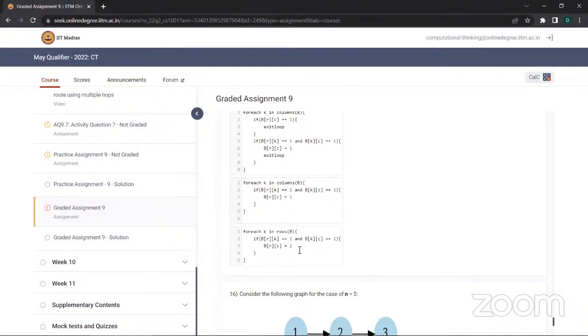If K belongs to rows, then it should be like B of K comma R is equal to 1 and B of R comma C is equal to 1, then it becomes B of K comma C is equal to 1. No, I'll tell you what is happening.